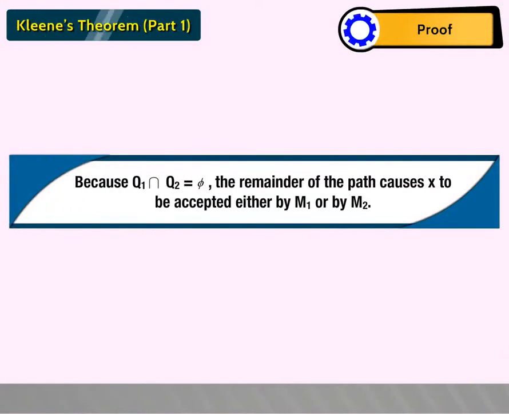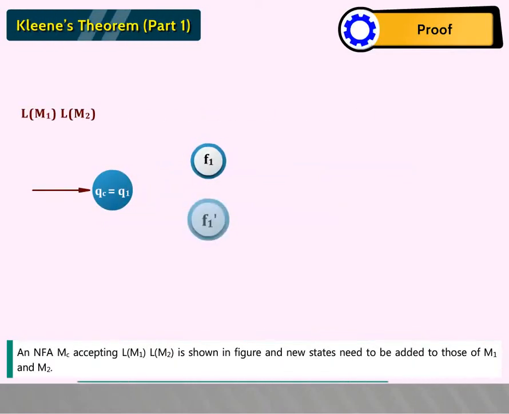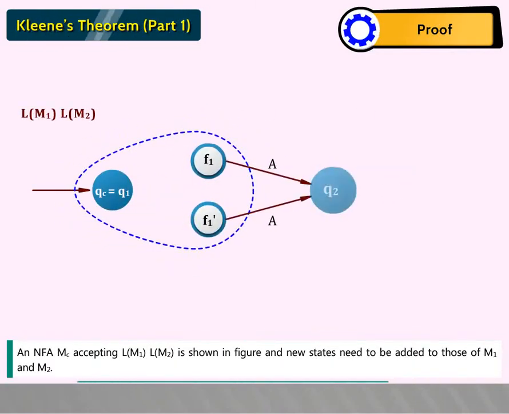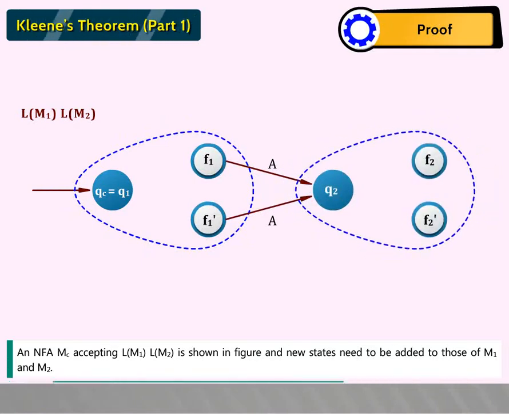Because Q1 intersection Q2 is equal to ∅, the remainder of the path causes x to be accepted either by M1 or by M2. An NFA Mc accepting L(M1) union L(M2) is shown in the figure, and new states need to be added to those of M1 and M2.